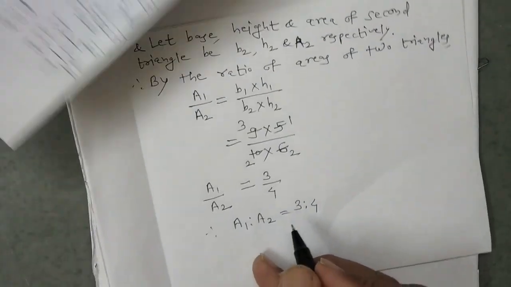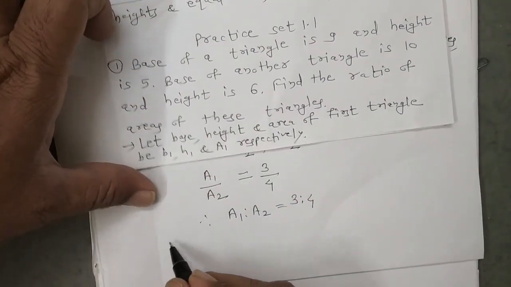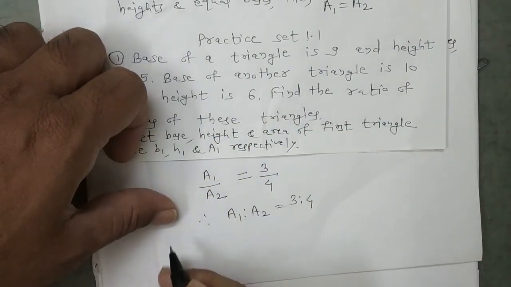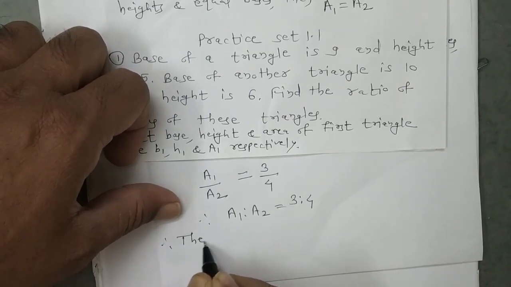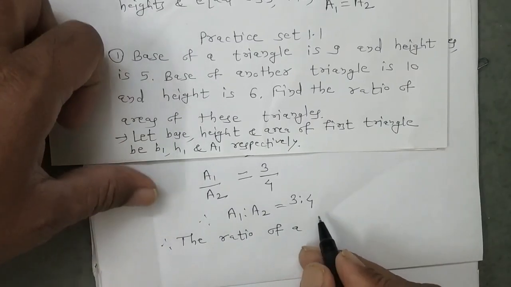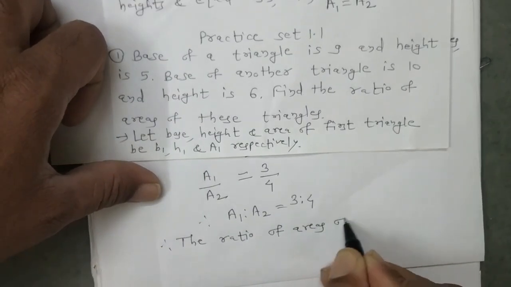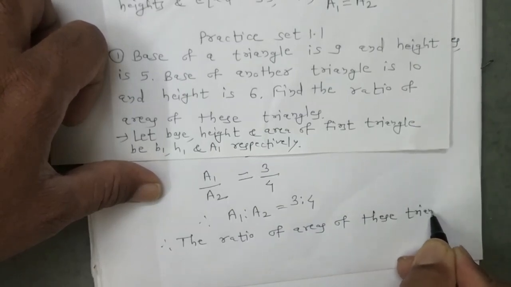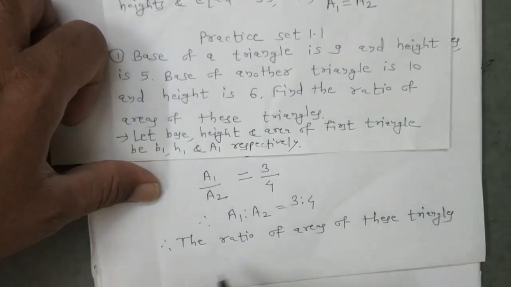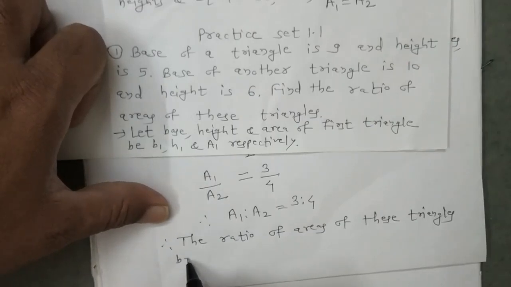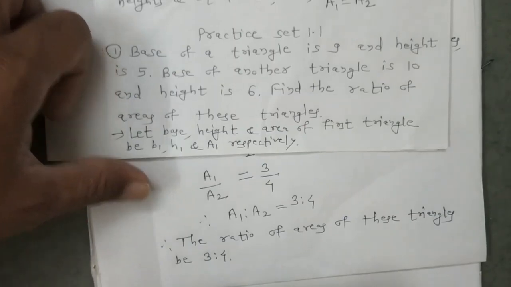That is, we have to find the ratio of areas of these triangles. Therefore the ratio of areas of these triangles be 3 is to 4. This is the answer.